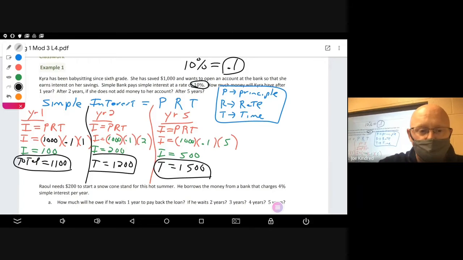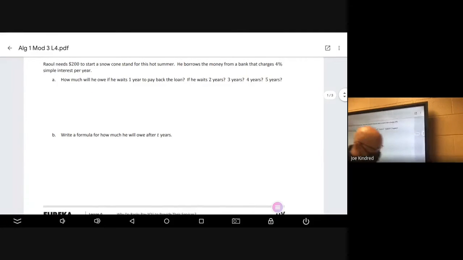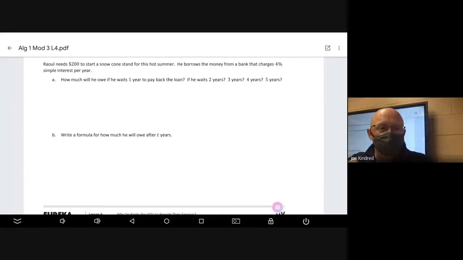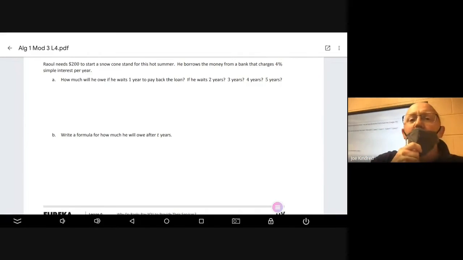So you can see that the longer you have it in, the more money you're going to make. This is called simple interest. Start with the principal, the rate starts with a percentage, you convert to a decimal, and you can see I've shown the work, and you're just plugging numbers in. All right, let's look to the next example.